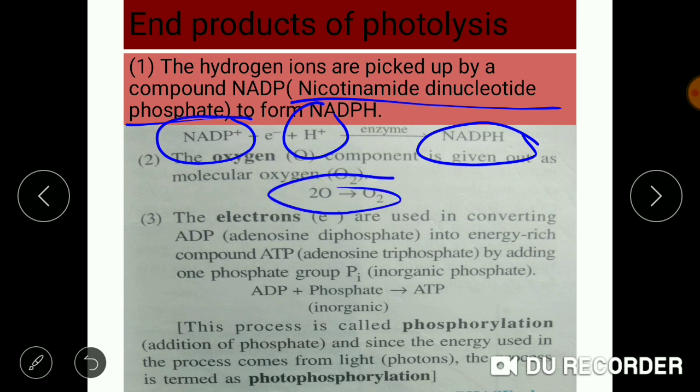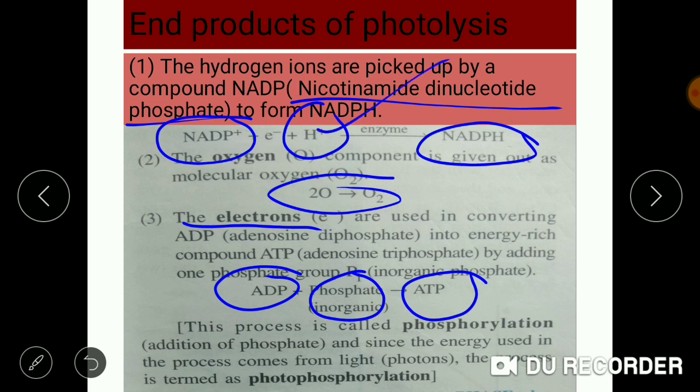While the oxygen molecule which was released is in gaseous form, it is released off, the electron which was released is used for converting ADP into ATP. It helps in converting ADP into ATP by addition of the phosphate. So there are three end products of the photolysis. First one is the hydrogen ion, another one is the oxygen molecule, and the third one is the electron, which helps in adding the phosphate group to the ADP molecule.